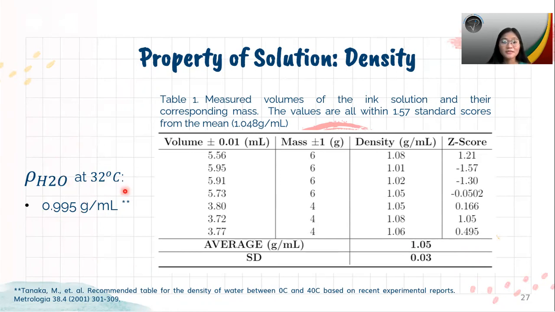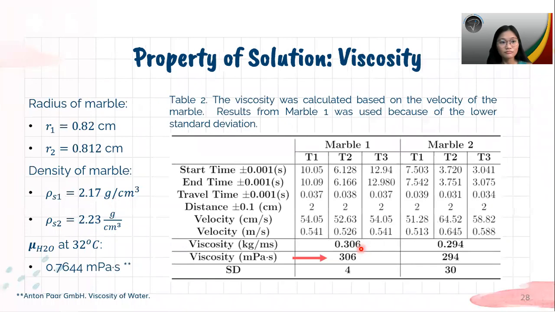Now, all trials were measured to be within negative 1.57 and 1.21 standard scores from the mean. The minimal standard scores and the small deviation from water of the ink solution means that the obtained density of the solution is acceptable.